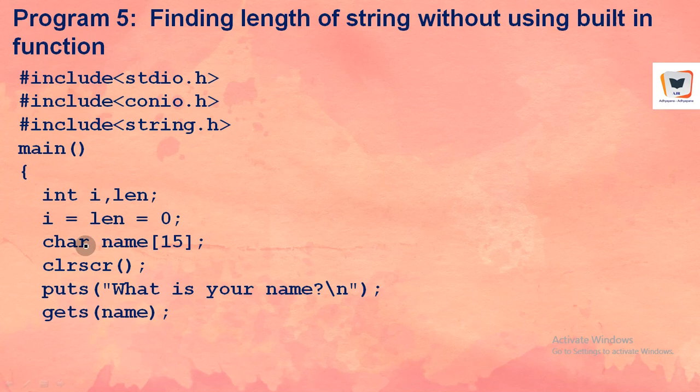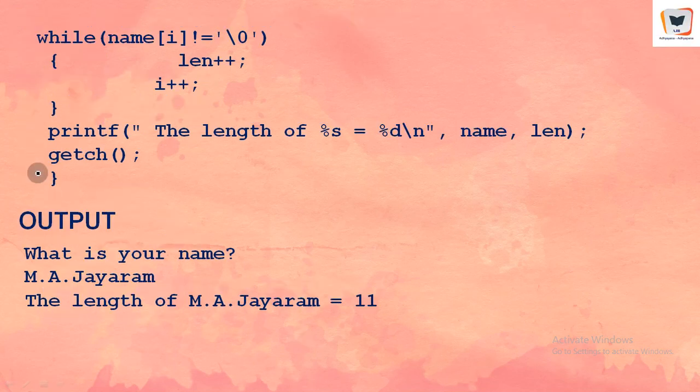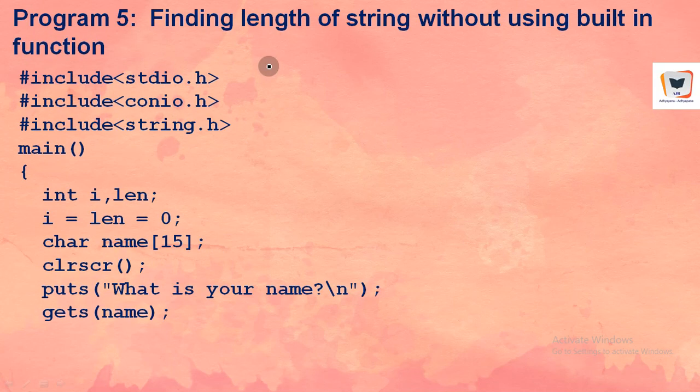Okay, character name 15, clear screen. What is your name? So name will be taken into the memory, while name of i not equal to 0. Okay, as long as the null character is not reached in this particular string, which has already been given by the user, length plus plus. Length is set to 0 over here.